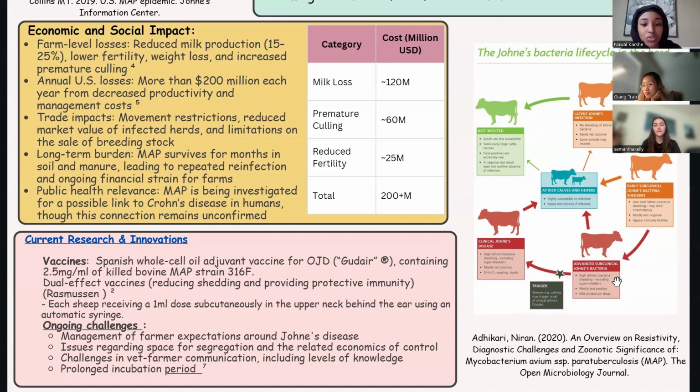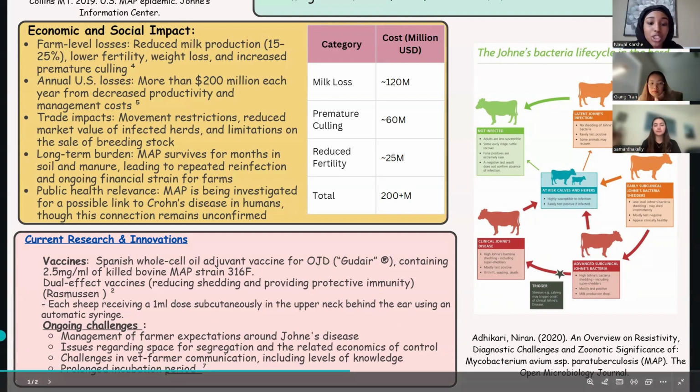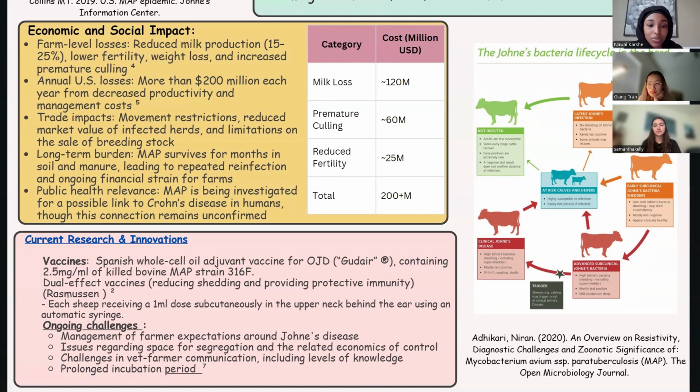Farms face movement restrictions, reduced animal value, and high long-term cleanup costs because MAP survives for months in soil, water, and manure. This creates ongoing stress for farmers already working with tight margins. There's also public interest because MAP is being studied for a possible link to Crohn's disease. This connection isn't proven yet, but it can add to the concerns and pressures on producers to control the disease. Overall, Johne's disease affects more than just animal health. It creates significant financial losses, stress, and uncertainty for both farmers and the dairy industry.